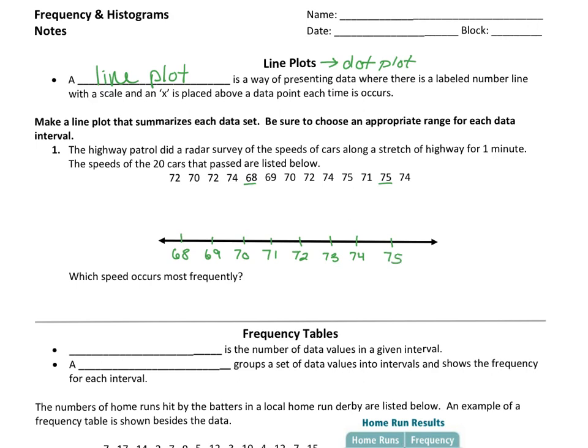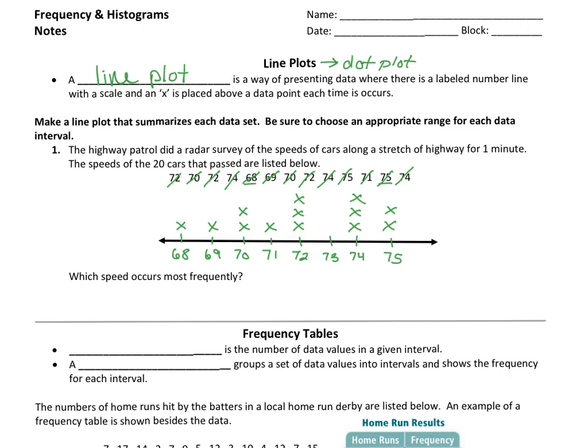And then to illustrate my data, I'm going to put an X above the number every time that number occurs. So I have 1 68. I have 1 69. I have 2 70s. I have a 71. I have 3 72s. No 73s. 3 74s. And 2 75s.